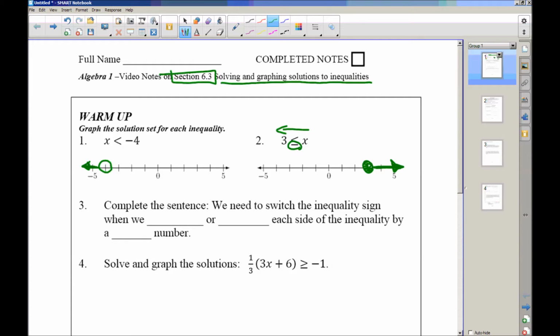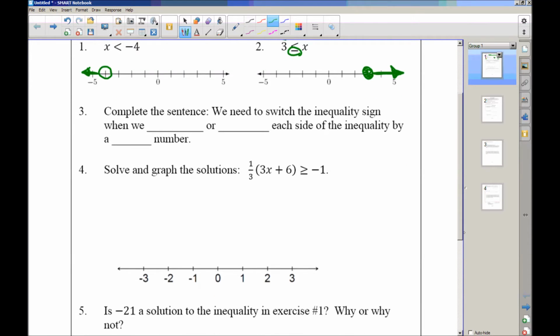Number 3, complete the sentence. We need to switch the inequality sign when we multiply or divide each side of the inequality by a negative number. So when our inverse operation requires us to multiply or divide by a negative number, that's when we switch the inequality sign. So we change less than to greater or greater to less.